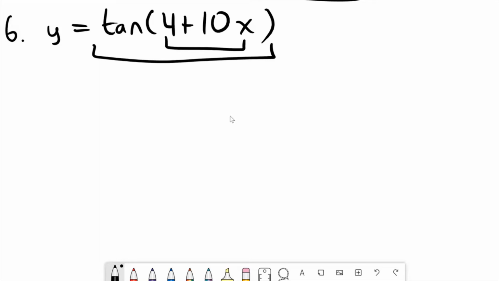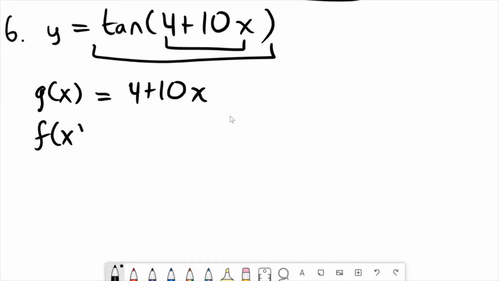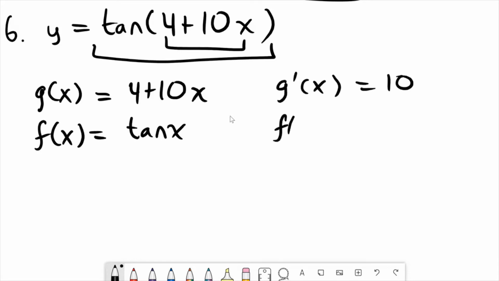So g of x is 4 plus 10x. Let's do the outside first. The outside is tangent x. So that means we can find the derivative of both, which is 10, and the derivative of the outside, which is secant squared. So now we just go ahead and fill it into the formula once again.